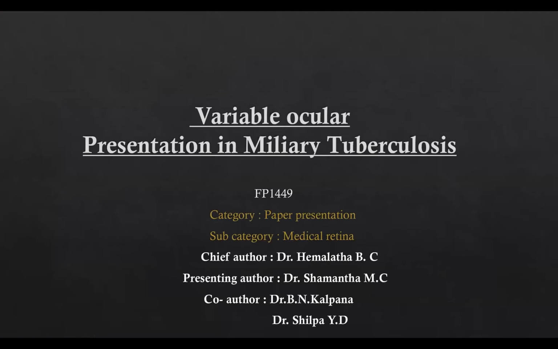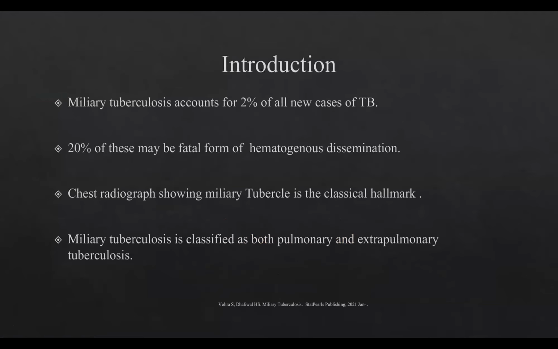Good afternoon, everyone. I'm Dr. Shamanta. I'll be presenting on variable ocular presentation seen in miliary tuberculosis. My chief author is Dr. Hemalata, ma'am. Coming to the introduction, miliary tuberculosis accounts for almost 2% of all new cases of tuberculosis, and 20% of them may be a fatal form. Spread occurs through hematogenous dissemination. The chest radiograph showing the miliary tubercle is a classical hallmark, and miliary tuberculosis can be both pulmonary and extrapulmonary.